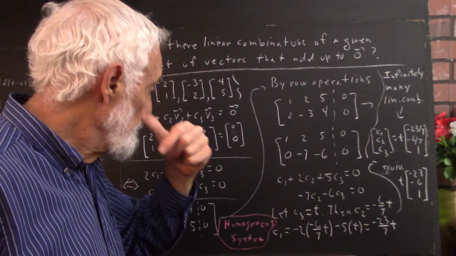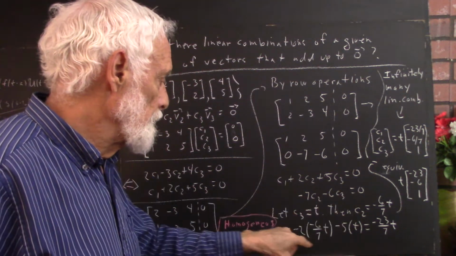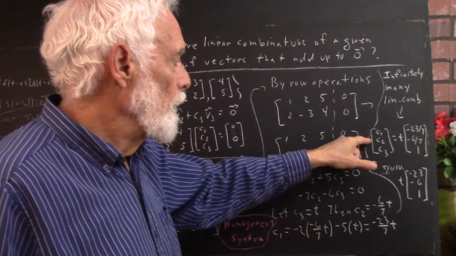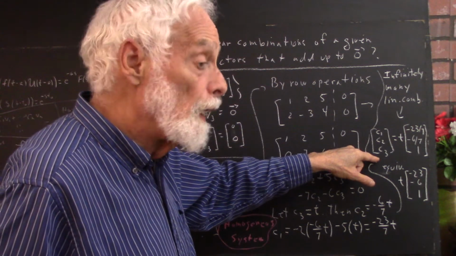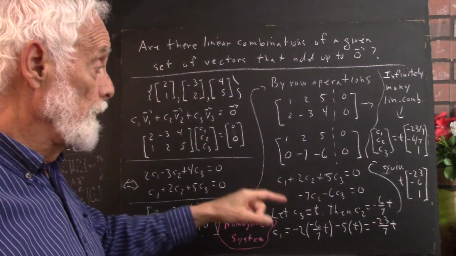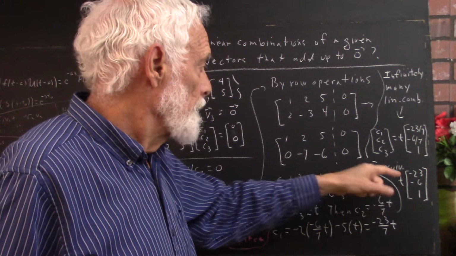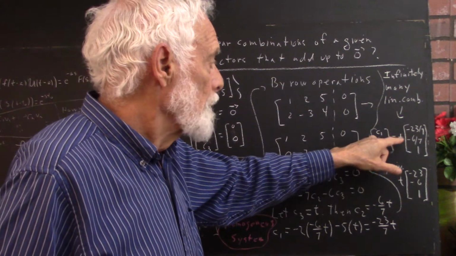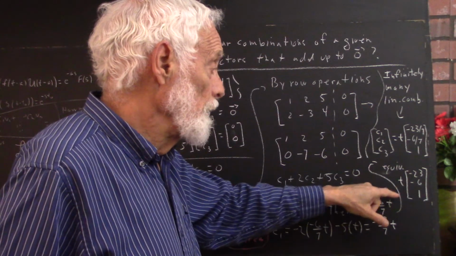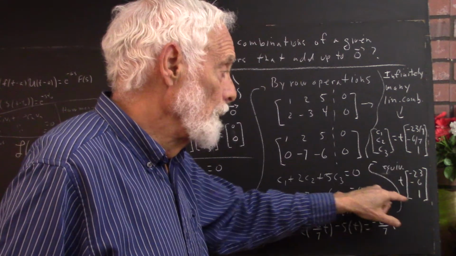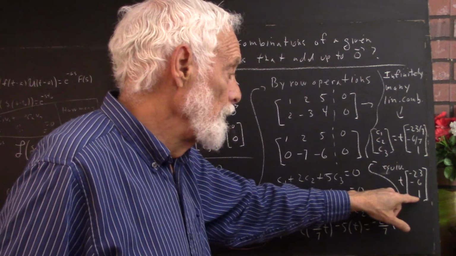We let C3 be the free variable, and let C3 equal T. Then we get C2 and C1, and we form those into a column vector for our three constants, C1, C2, and C3. And we find there are infinitely many linear combinations equivalent to T times these three numbers, which is equivalent to T times these three numbers with just a different value of T. If T is 7 times as great, then we have these three numbers.